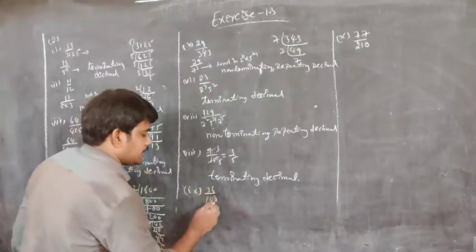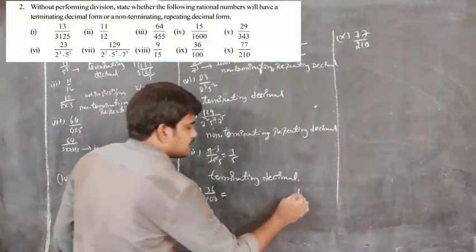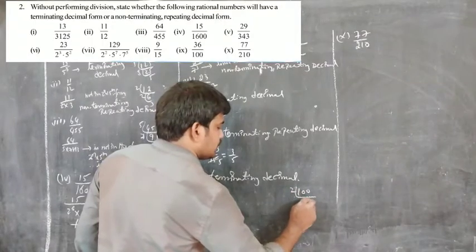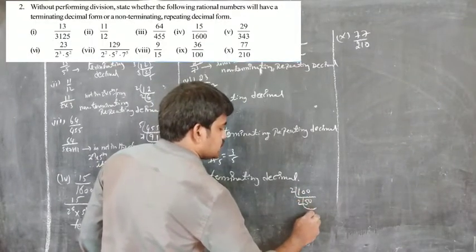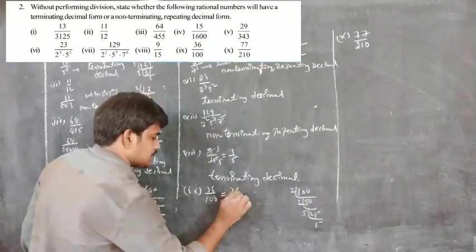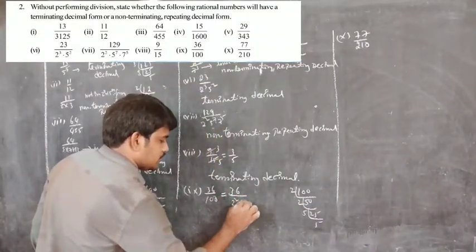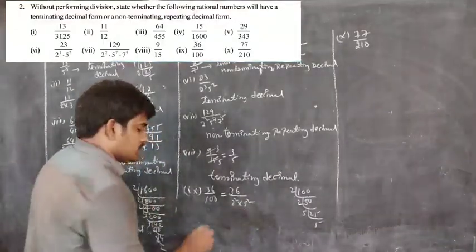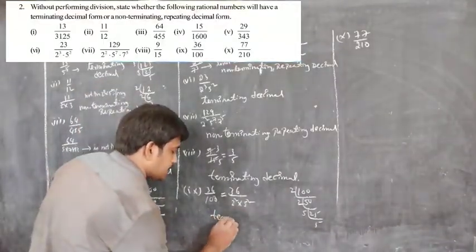Next, 36 by 100. 100 is written in the form of 2 50s, and 2 25s, and 5 5s. So 36 by 2 square into 5 square. This is in the form of 2 power n and 5 power m. So this is a terminating decimal.